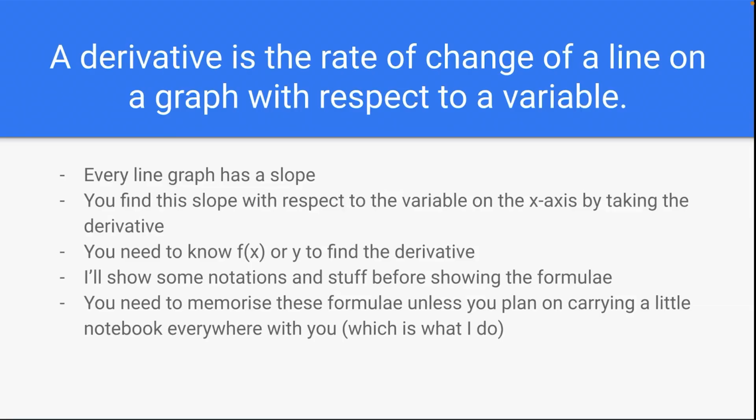A derivative is the rate of change of a line on a graph with respect to a variable. Every line graph has a slope and you can find this slope with respect to the variable on the x-axis by taking the derivative. The variable on the x-axis is just the thing that's on the x-axis, which is the horizontal one. You need to know f of x or y to find the derivative. f of x and y are the same thing.